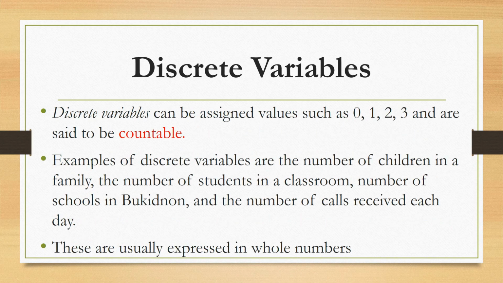Discrete variables can be assigned values such as 0, 1, 2, 3, and are said to be countable. Examples of discrete variables are number of children in a family, the number of students in a classroom, the number of schools in Bukidnon, and the number of schools received each day. They are usually expressed in whole numbers, no decimals, no fractions, because based on the first example, the number of children in a family, there is no 1/2 kid, there is no 0.3 kid. That is why this is expressed in whole numbers.